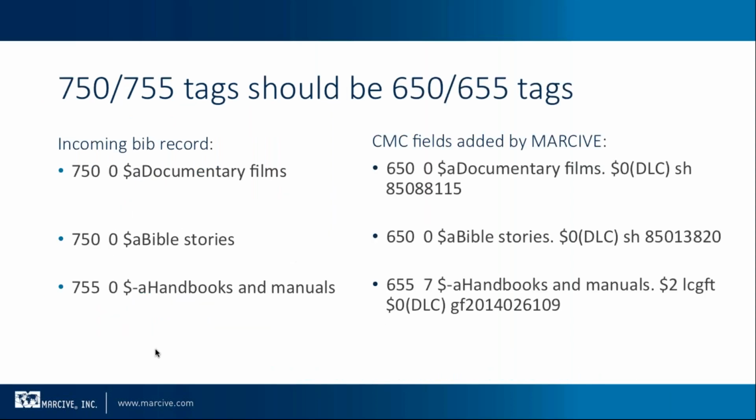If desired, we can check the 750 and 755 tags against authority records and retag them as subjects or genre in the 650 or 655 tags. We would only move the 750 tag to the 650 and the 755 tags to the 655. This may be helpful depending on how you are indexing subjects and genre.